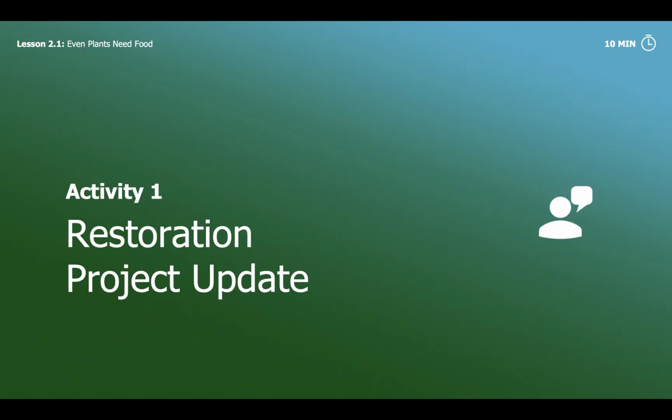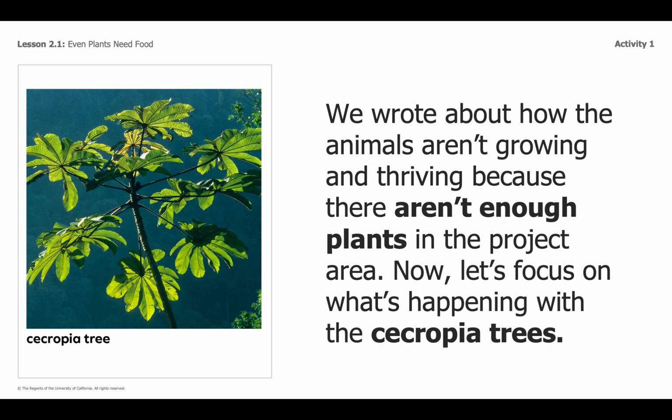Today, we're jumping back into our restoration project just to get a few updates. Before, we were working with animals and trying to figure out why the animals in the project area were not growing and thriving. But now we're looking at plants, specifically the Cecropia tree, and why it's not growing and thriving.